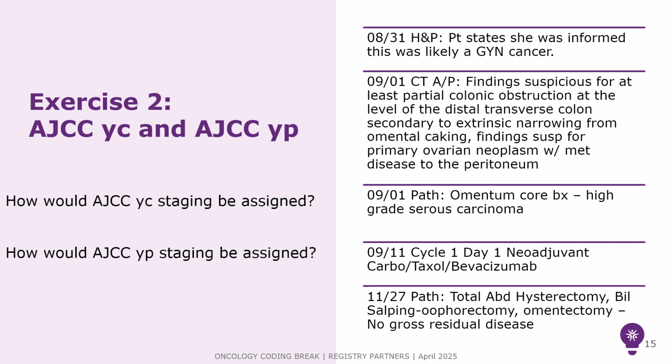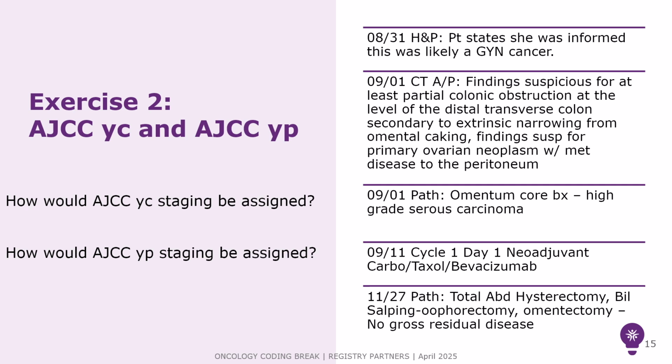Here is our next exercise. On August 31st, H&P states the patient was informed this was likely GYN cancer. September 1st, a CT abdomen pelvis was performed. Findings were suspicious for at least partial colonic obstruction at the level of the distal transverse colon, secondary to intrinsic narrowing from omental caking. Findings suspicious for primary ovarian neoplasm with metastatic disease to the peritoneum. On the path report for 9/1, an omentum core biopsy was performed with high-grade serous carcinoma.